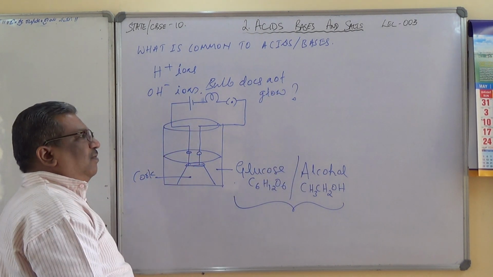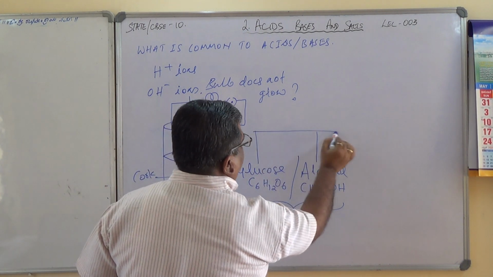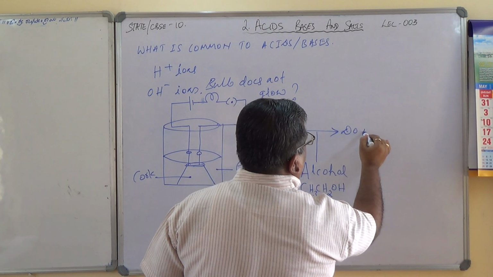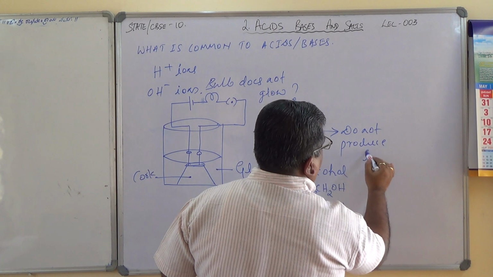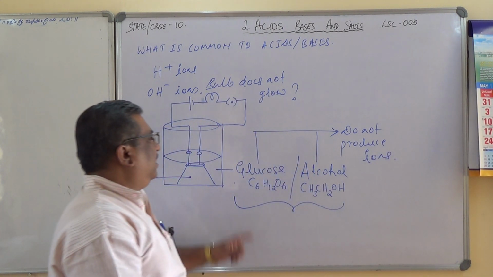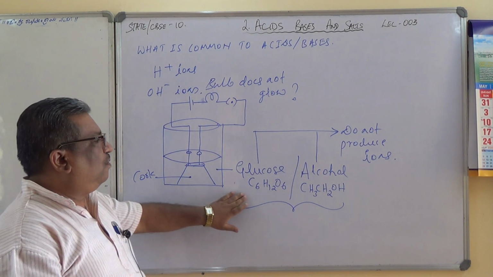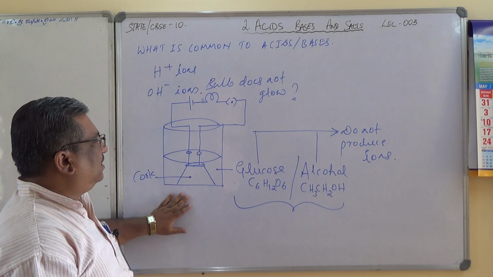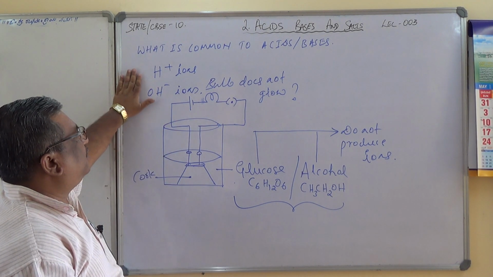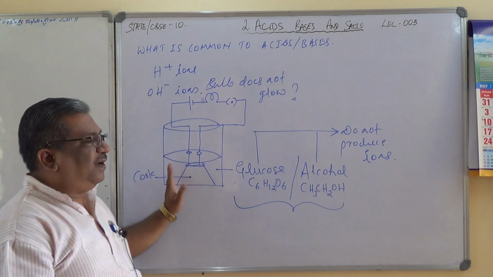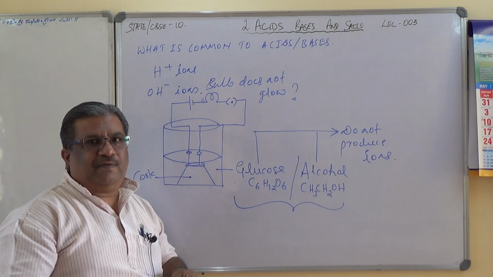Why will it not glow? Because glucose as well as alcohols do not produce ions. As ions are not there in the solution to conduct electricity, the bulb does not glow, and hence glucose and alcohol will not be able to conduct electricity. Whereas if I take acids or bases, the bulb glows due to formation of H plus and OH minus ions, and the movement of ions inside the solution causes the flow of electricity.